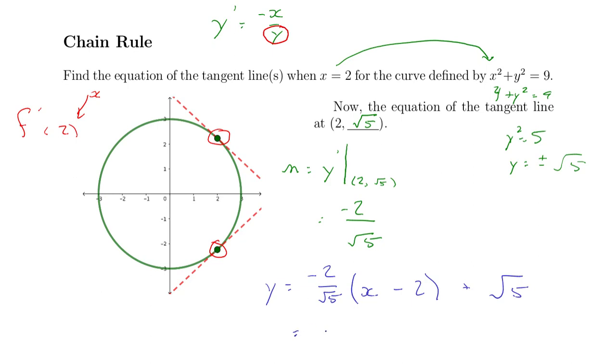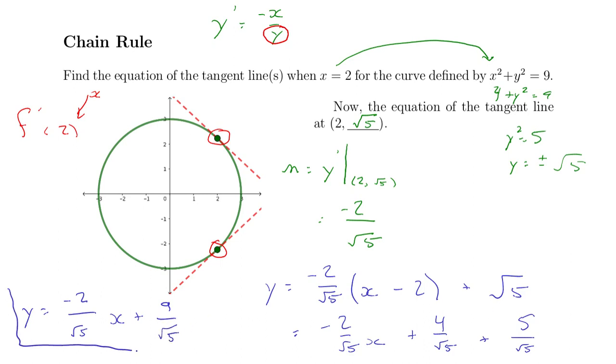We can go ahead and multiply all this stuff out. Negative 2 over root 5 x plus 4 over root 5 plus root 5. What's that going to be over root 5? That's going to be 5 over root 5. So this is really going to be y equals negative 2 over root 5 x plus 9 over root 5. That is the equation of this tangent line.